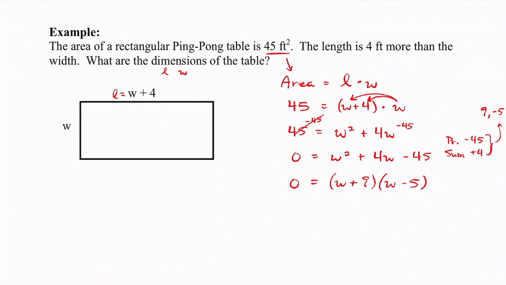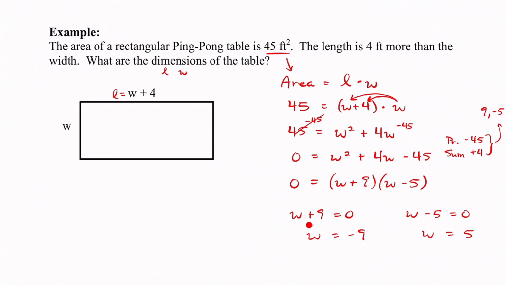And then we can take each of those and set them equal to 0. So w plus 9 equals 0, and w minus 5 equals 0. This one's going to give me w equals minus 9, and this one's going to give me w equals 5. Now, of these two answers, we've got to interpret and see what actually makes sense, because this is an applied question. It said, what are the dimensions of the table?